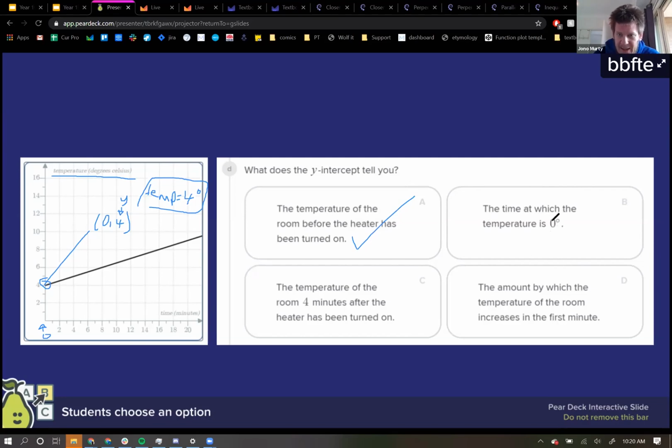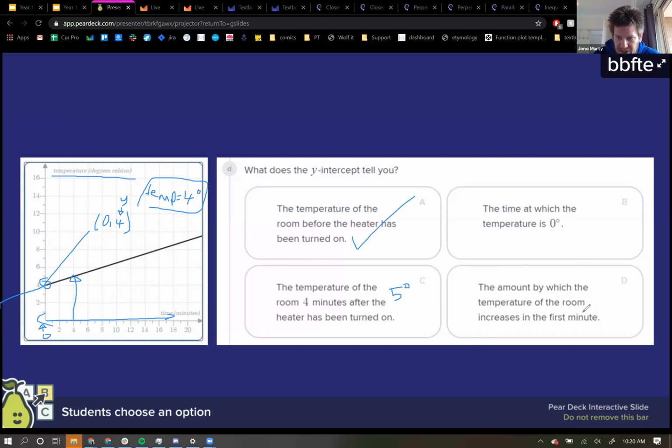Let's just quickly look at the other answers. The time at which the temperature is 0 degrees, we'd have to continue this graph all the way off to the left of the screen. Once that hit this line here, that would be when the temperature was 0. So we'd have to go back in time to see if that was the case. This one, the temperature of the room 4 minutes after the heater has been turned on. Well, 4 minutes is here. If we go up, we can see that the temperature after 4 minutes is actually 5 degrees.